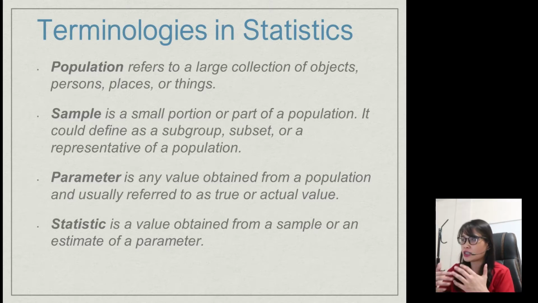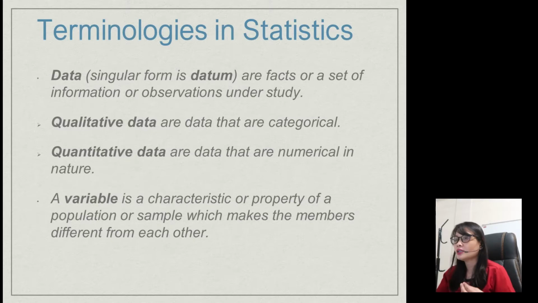Okay, so these are the terminologies that we need to familiarize. I think you're familiar with this one, we're just recalling. Next is data. Data are facts, or set of information or observation under study. So when we say data, these are facts or set of information. Next, qualitative data and then quantitative data.